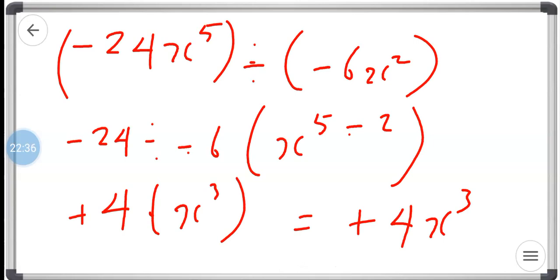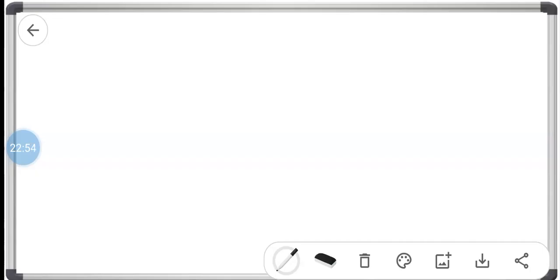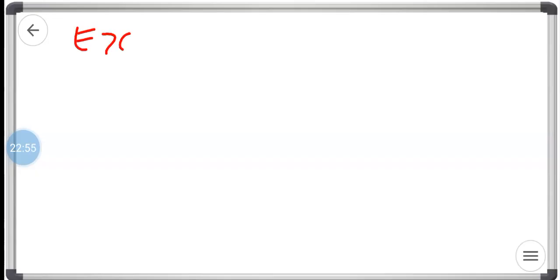So you can see that the signs are alike. Once the signs are alike, the result is positive. And when we have unlike signs, the result will be negative. Let's consider one example under that. Now let's have this.